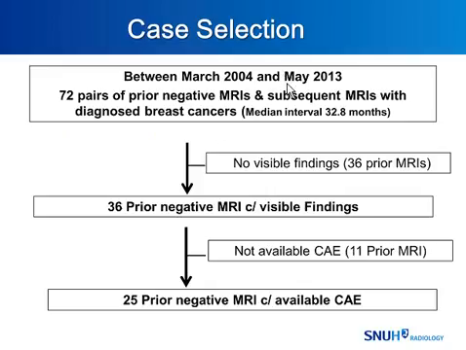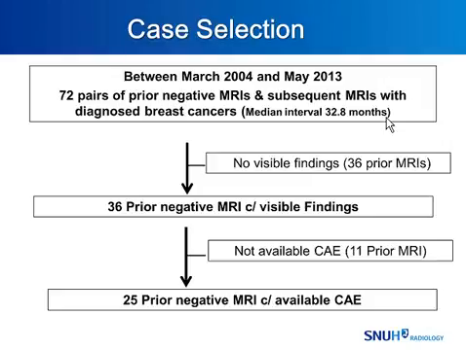Between March 2004 and May 2013, 72 pairs of dynamic contrast enhanced breast MRIs, including prior negative MRIs and subsequent MRIs which led to cancer diagnosis, were collected. The median interval between prior negative and subsequent MRI was 32.8 months. Two radiologists reviewed the 72 pairs of MRIs in consensus, comparing the prior and subsequent MRIs.